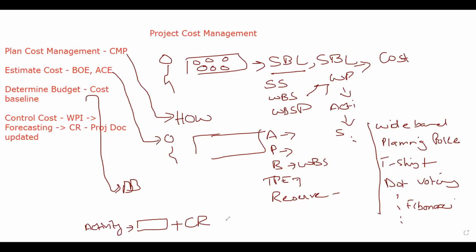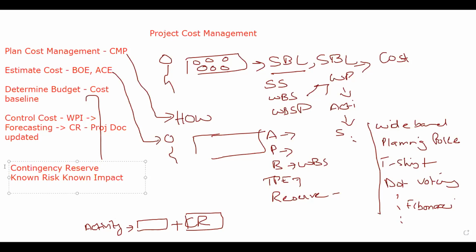In the activity cost, we will add some contingency reserve, which is optional, not mandatory. If it is required, we will update it. So first, let's close the topic of what contingency reserves are. We said contingency reserves are used in the project on the basis of known risk and known impact, or known risk but unknown impact. So we normally call it known knowns or known unknowns.